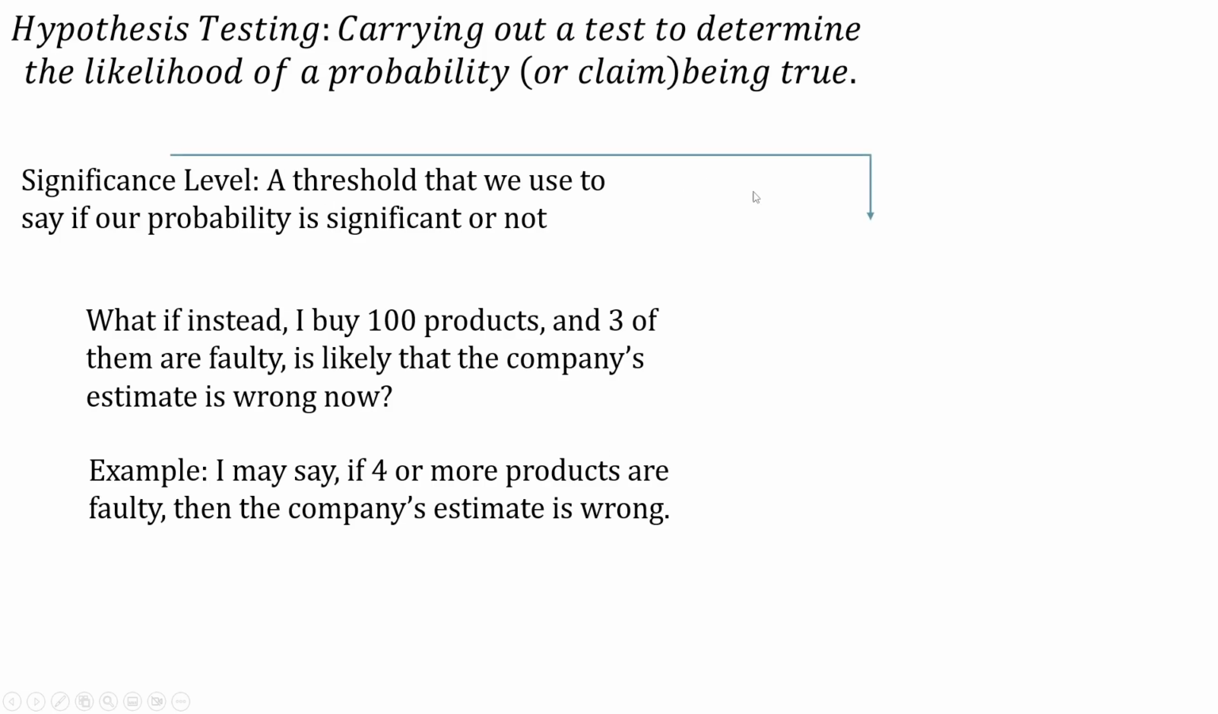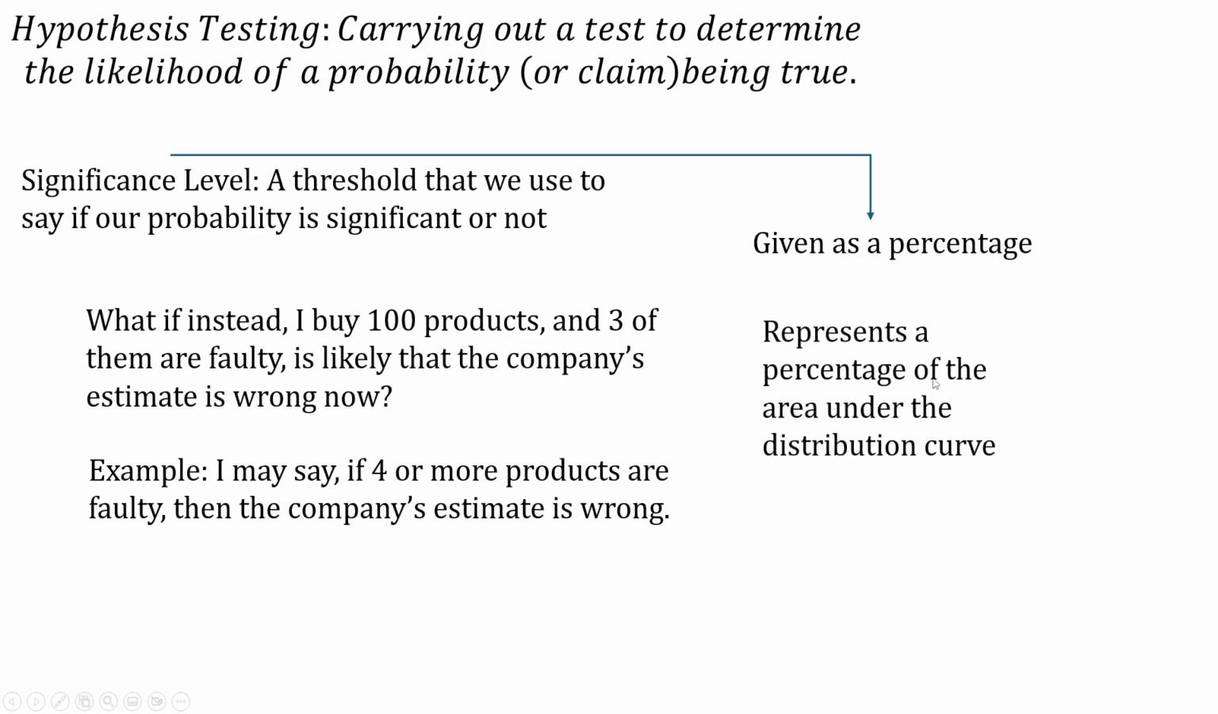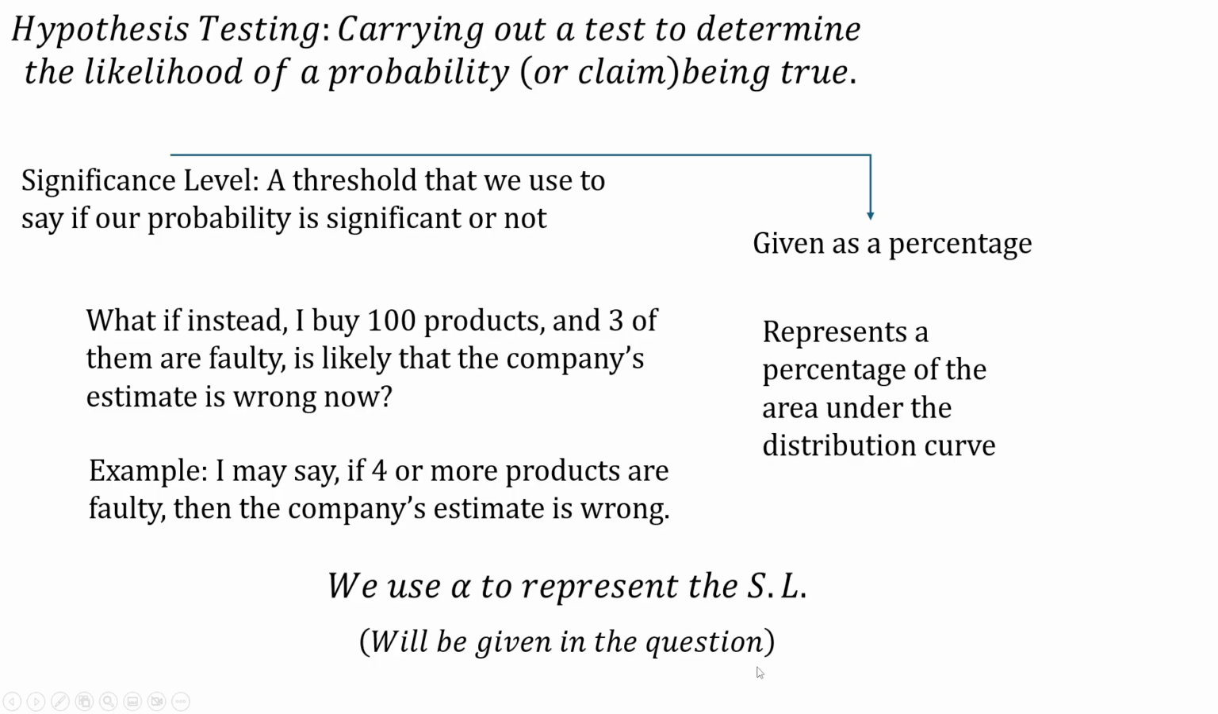Now a significance level is given as a percentage, and it represents a percentage of the area under the distribution curve. So remember at the beginning when we saw the bell curve, the significance level is just some area under it, and we use the letter alpha to represent the significance level, and this will be given in the question. For the AQA spec, this will be given in the question. In Edexcel, you can be asked to find the significance level, but I'm not going to be going over that.